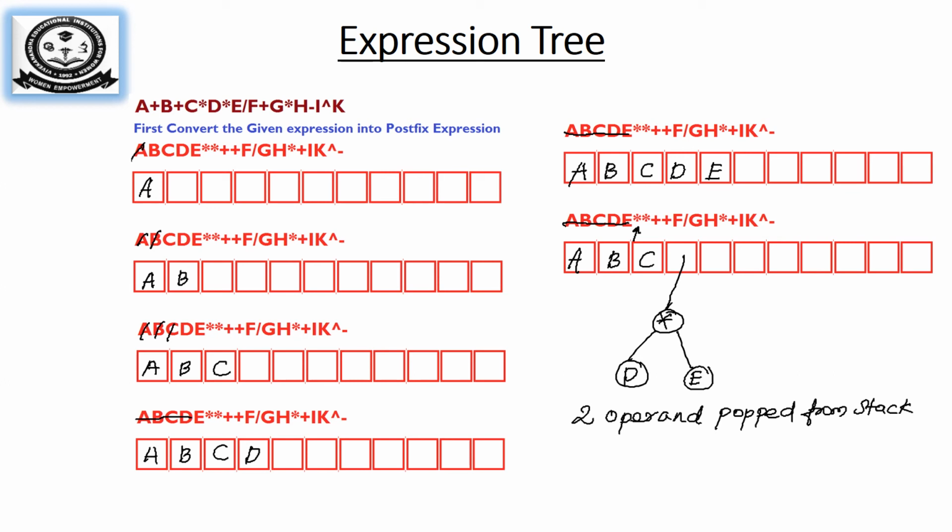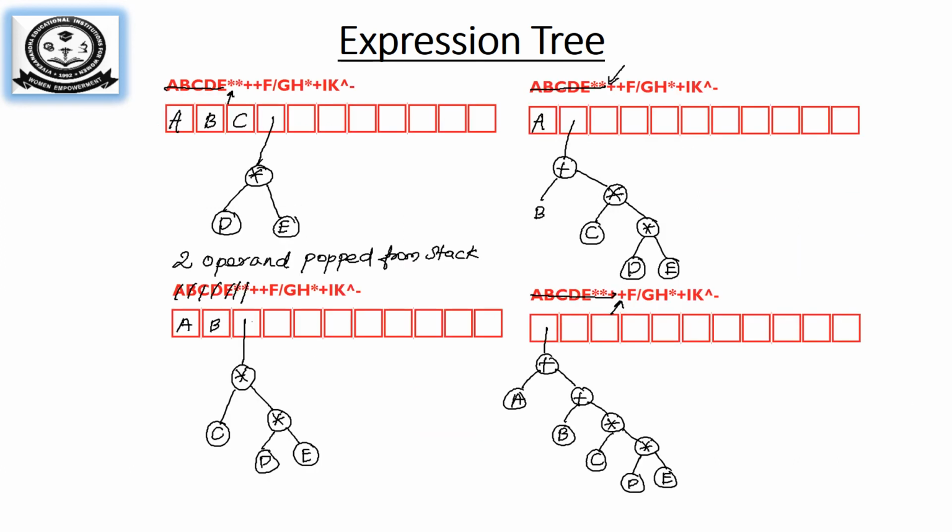So this is how it starts evaluating. When you see an operator, you pop two operands from the stack, create a subtree, and push the pointer of the subtree into the stack again. So we have four things in the stack: A, B, C and the star subtree.